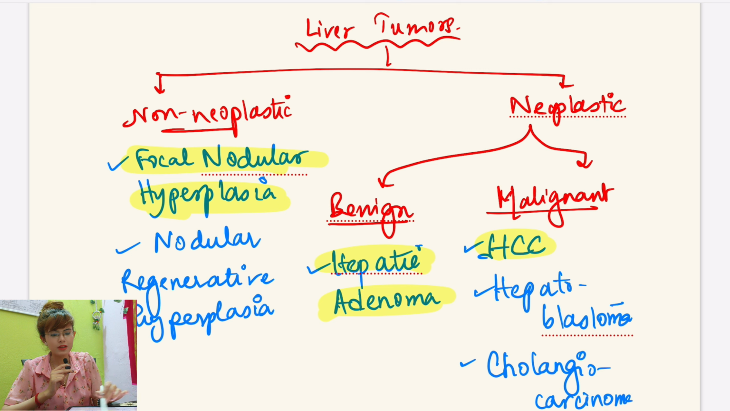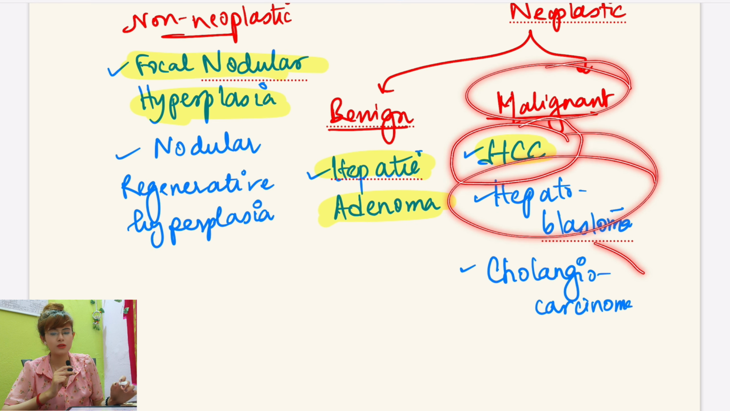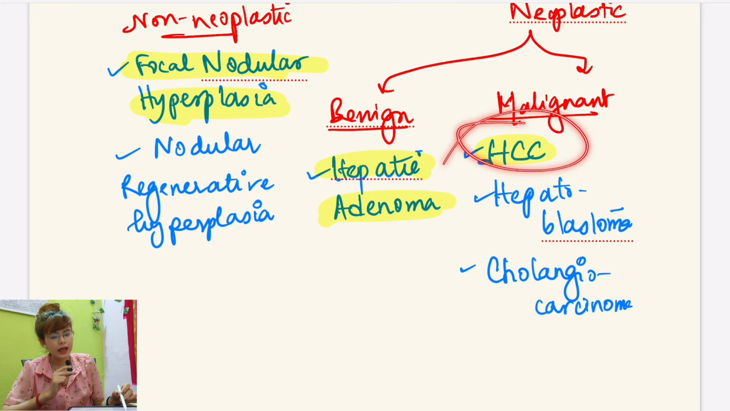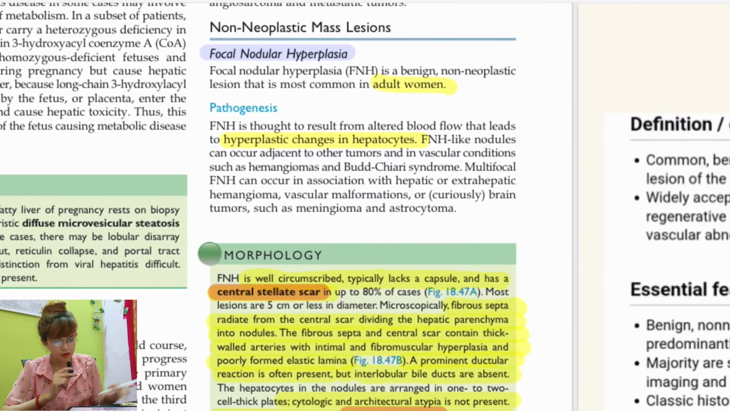So today's topic is liver tumor. This has got an overlap with surgery. So let's look at the pathological aspect of this topic. Liver tumors can be classified into non-neoplastic and neoplastic lesions. Under non-neoplastic you have focal nodular hyperplasia and nodular regenerative hyperplasia, out of which this FNH is an important entity. And talking about the neoplastic ones, you have the benign and the malignant version. Benign you have the hepatic adenoma, and under malignant, you have hepatocellular carcinoma, hepatoblastoma, and cholangiocarcinoma, out of which HCC is the most important topic. So let's start with each of these in detail now.